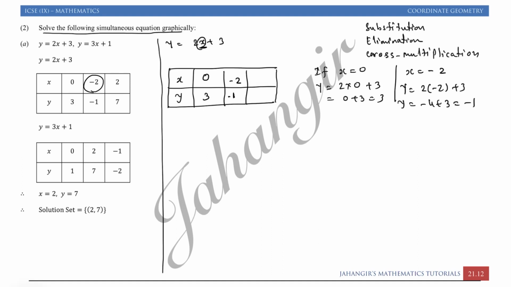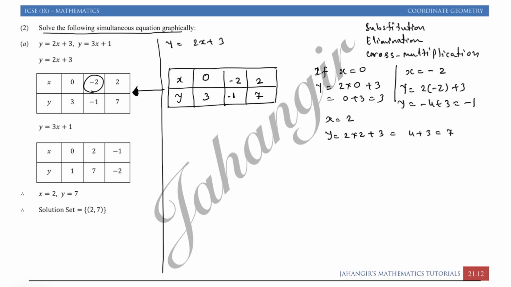Now third value, at least 3 values are required. If x is equal to, you can take any value. If I am taking 2, then my y value will become 2 multiplied by 2, because it's 2x, plus 3. So 2 twos are 4, 4 plus 3, which is 7. So if my x value is 2, the y value is 7. I have shown you how I got this table. See, same values I took. You can take other values if you want.